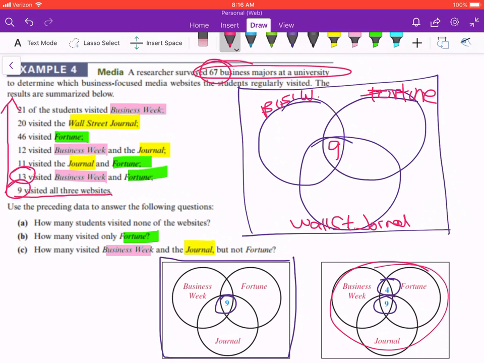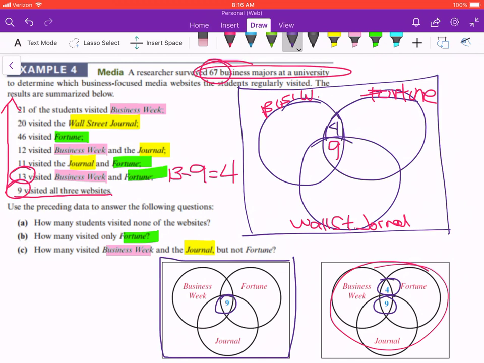The next statement says 13 visited Business Week and Fortune. So instead of placing my 13 here, what I need to do is subtract 9 from 13, and that will give us 4. Why do I need to do that? Well, because if I was to put 13 there, then I would be going over, because out of those 13, 9 of them visited all 3 websites. So we put a 4 here.